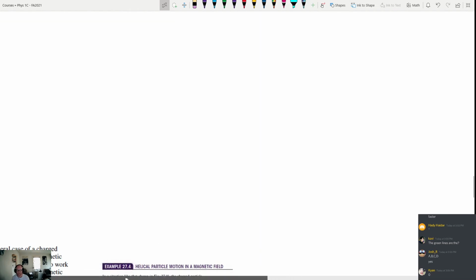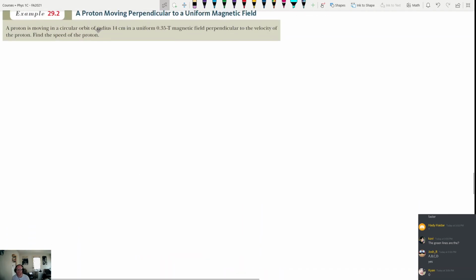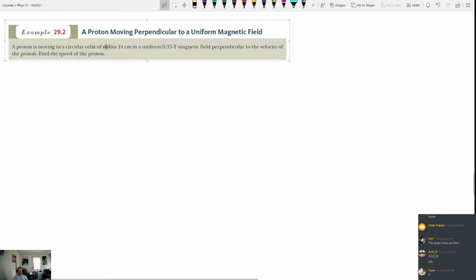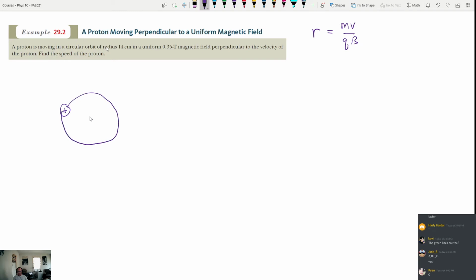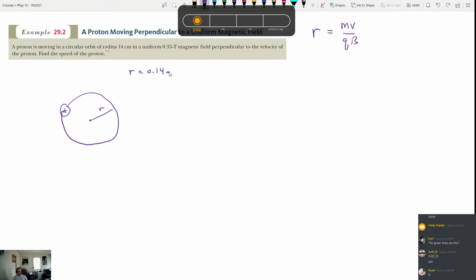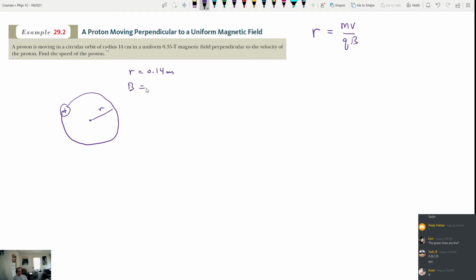Really easy one to use what we just talked about. So to summarize the result we got, the radius of the path is going to be mv over qB, right? In this problem, we have a proton moving in a circular orbit with a radius of 14 centimeters. So here's our proton. It's moving in a circular orbit with radius r, where the radius is 0.14 meters. It's placed into a magnetic field with a magnetic field strength of 0.35 Tesla. It tells us that it's perpendicular to the velocity of the proton.